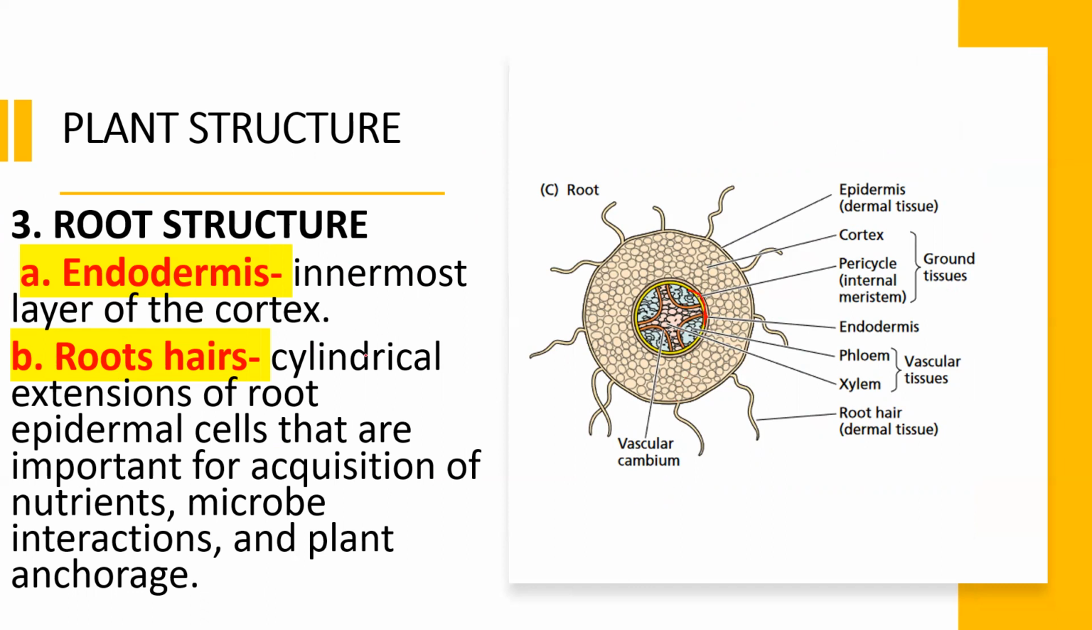Okay? So the root hairs is the cylindrical. This is the root hairs. So cylindrical extension of the roots, epidermal cells that are important for the acquisition of nutrients, microbe interaction, and plant anchorage. So that is the root hairs. To produce the root hairs, kailangan the cortex must be fulfilled, the area or the pores, para makapag-generate siya ng root hairs. Okay? Next.